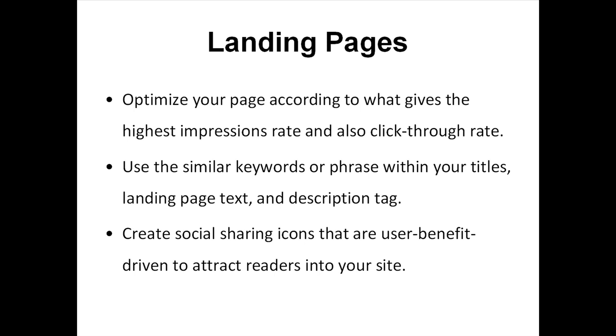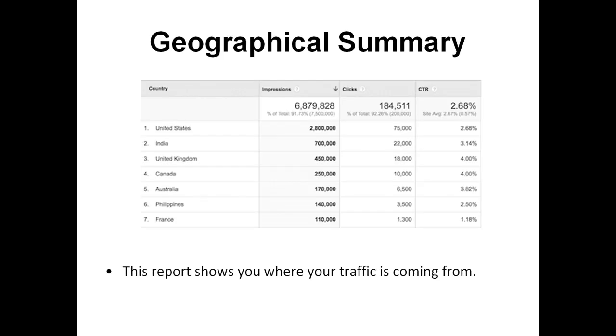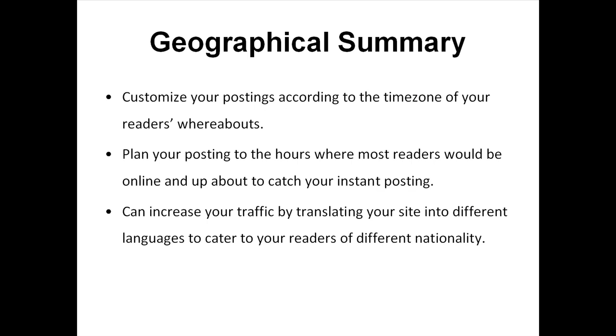Some examples of the most click-through keywords analyzed using the Google Webmaster Tools are how to, you, best, why, tricks, and free. Use these words in your title and description tag to increase your CTR. Geographical summary. This report shows you where your traffic's coming from. Identify where most of your readers are coming from.